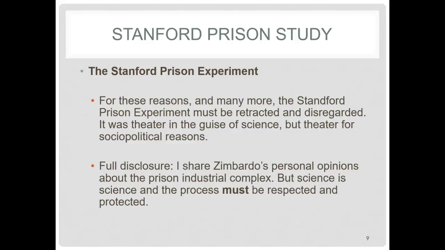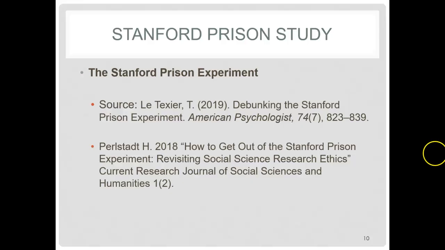So, these are two of my main sources for talking about the ethical and scientific flaws with the Stanford prison experiment. I'm posting these on Moodle. I haven't posted these two sources quite yet, but there's a bunch of others posted on Moodle as well.